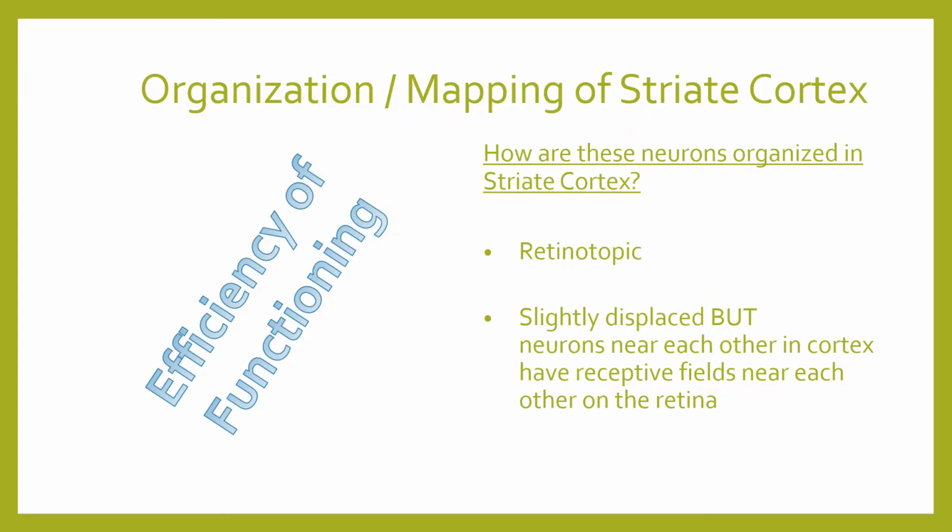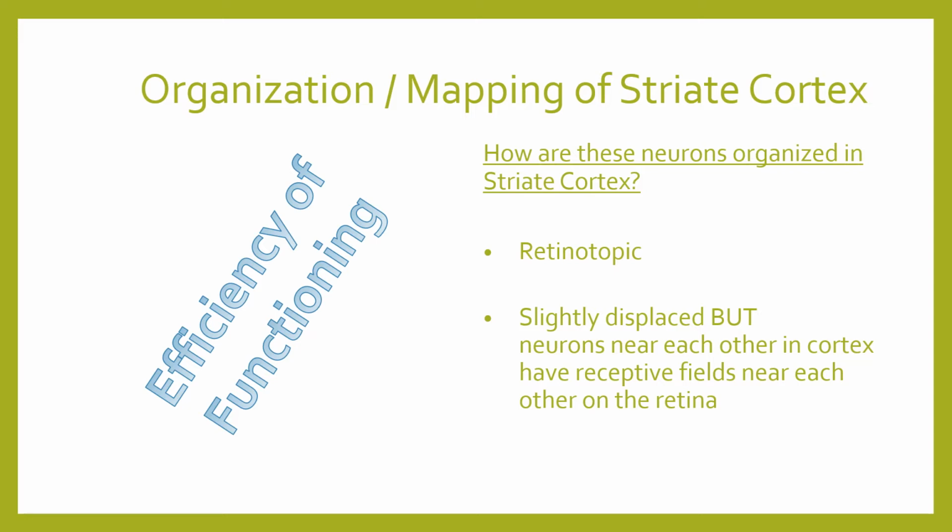Okay, I'm going to get a little bit of the way through, I think, this organization or mapping of the striate cortex. And I want you again to remember that with those feature detectors, what I'm talking about is the receptive field of the neurons. What are the neurons themselves responding to? And now with the organization or mapping, we're asking how are those neurons organized in the striate cortex?